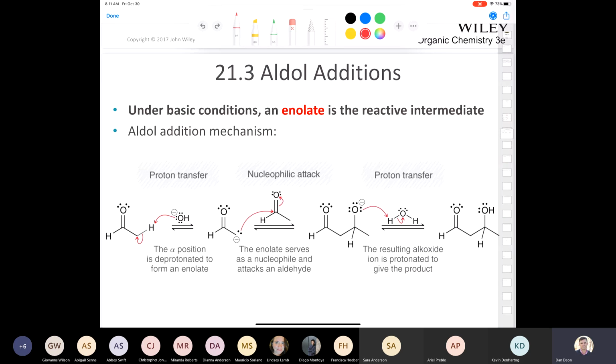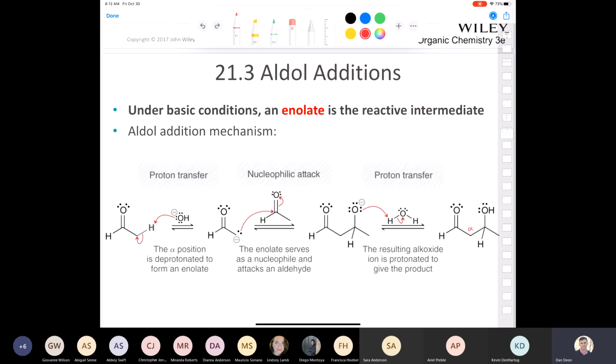The first step is going to be the proton transfer, which is the deprotonation to form the enolate. Here's your enolate. Again, you're only going to deprotonate some of the aldehyde molecules. Some of the acetaldehyde will be deprotonated, and so it's going to behave as a nucleophile and attack some of the other molecules. Then we end up with this alkoxide, and that resulting alkoxide ends up being protonated to produce the beta hydroxyaldehyde.